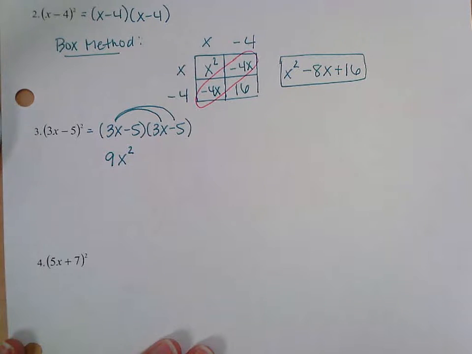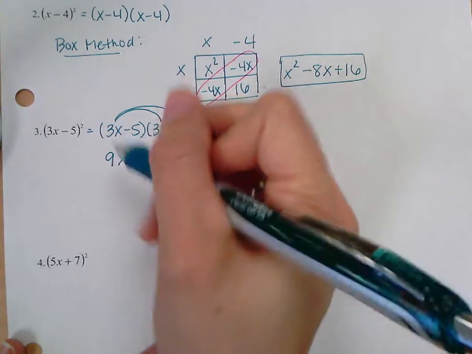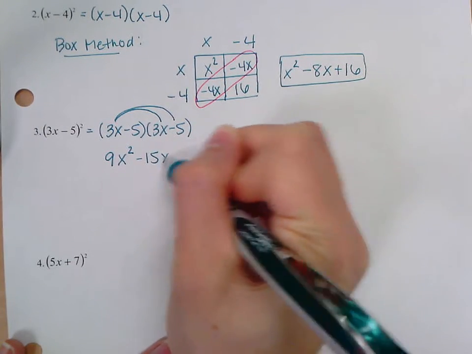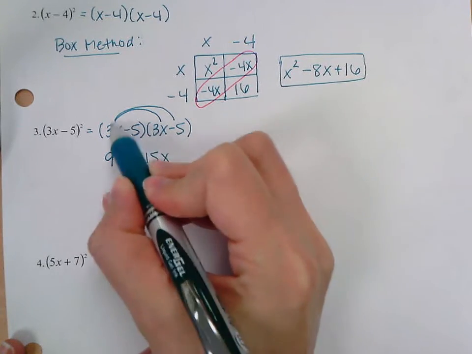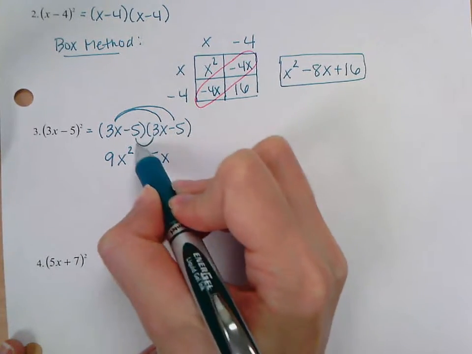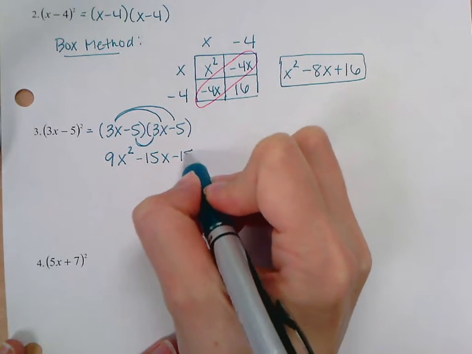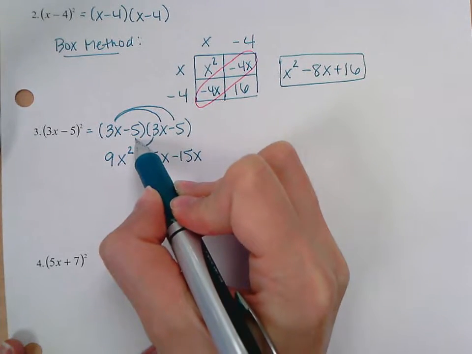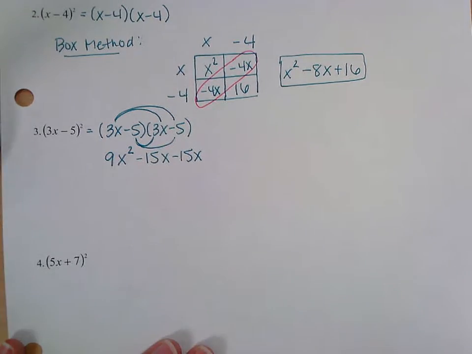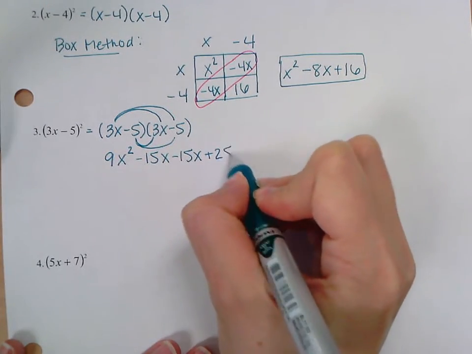Three times negative 5. Yep, negative 15x. And then that's my first and my outside. My inside is negative 5 times 3x. Negative 15x again. And then negative 5 and negative 5 is plus 25.